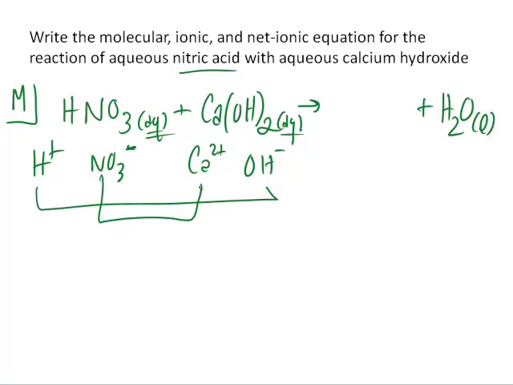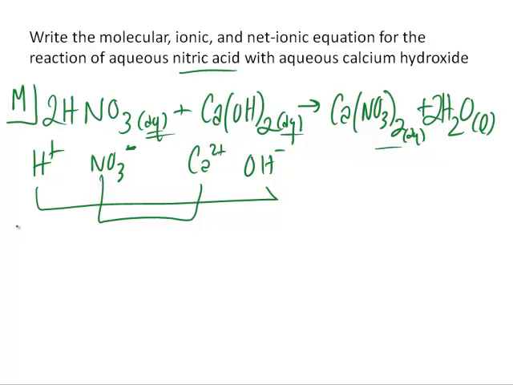So our new compound will be calcium nitrate, Ca(NO3)2, that will be aqueous. And of course we're going to have to balance that, and we've got 2 nitrates over here and only 1 over here, so we're going to have to do 2 here. Now we've got 2 hydroxides and 2 hydrogens, so we're going to need 2 here.